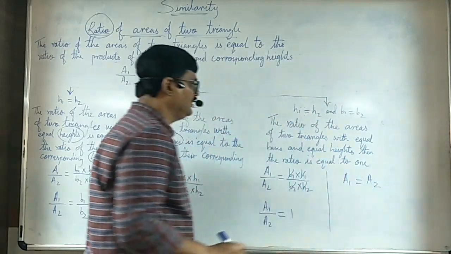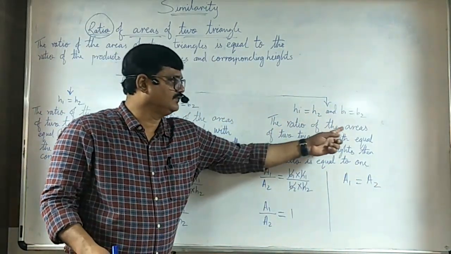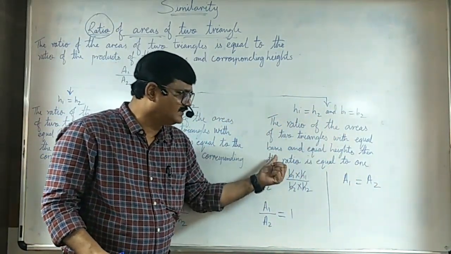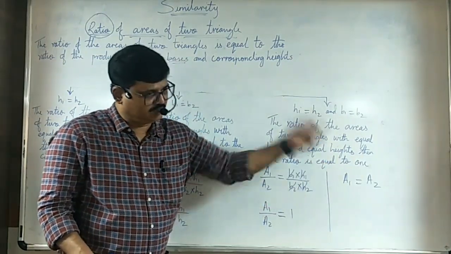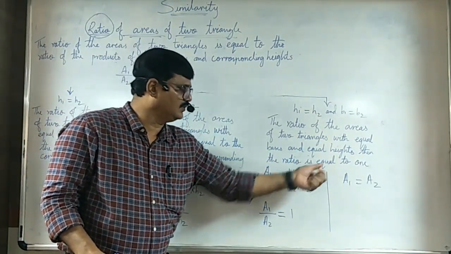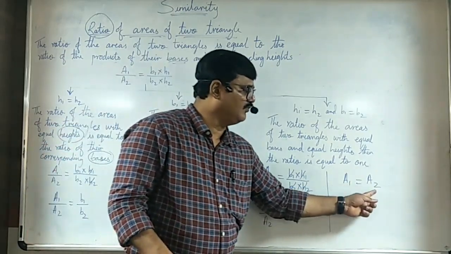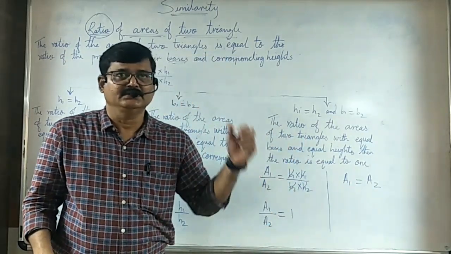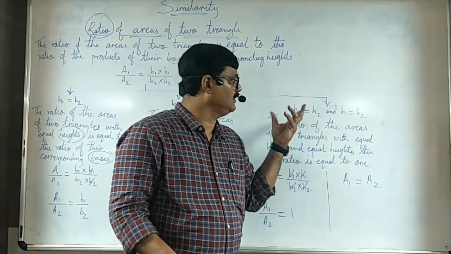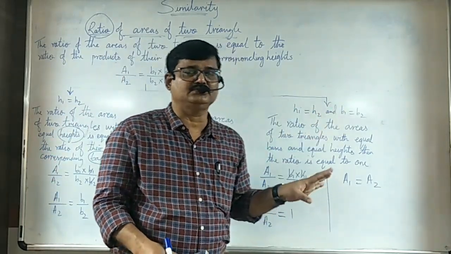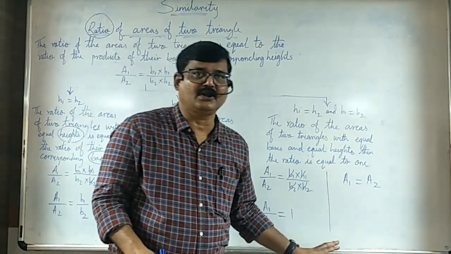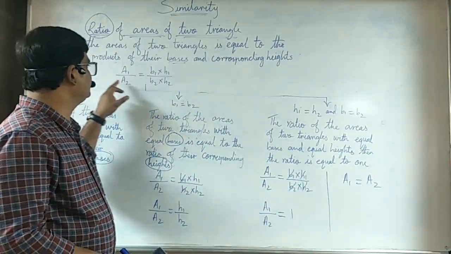So from this, the ratio of the areas of two triangles with equal bases and equal heights, if both are there, will be equal to 1. When you get the ratio equal to 1 and cross multiply, you get both areas the same. That means if both the height and the base are equal, the areas of the triangles are also equal. So we got this property now.